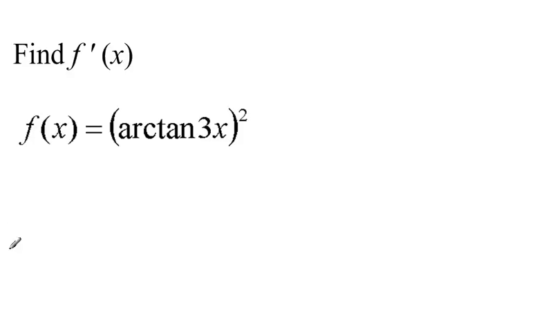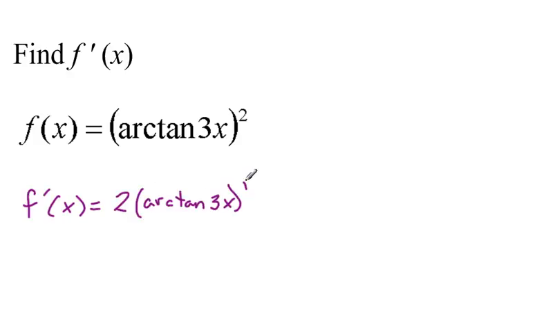And then here we've got another chain rule one, but the inside this time is arctan. Give this a go on your own, see how you do. All right, welcome back. Our derivative here, our outside function is squared, so we're going to start with this 2 arctan 3x to the first power.